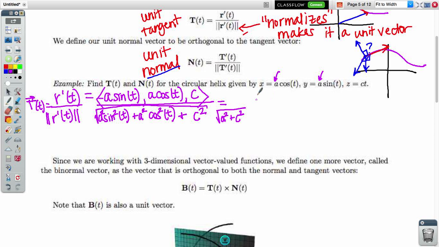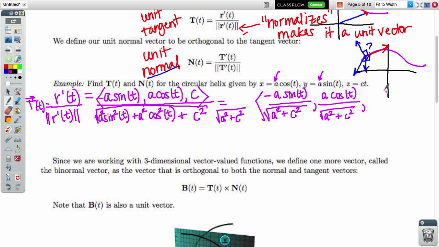So my entire unit tangent vector would just be negative a times sine of t over the square root of a squared plus c squared. There's the first component. A cosine of t over the same thing. There's my second component. Sorry, this is so messy.